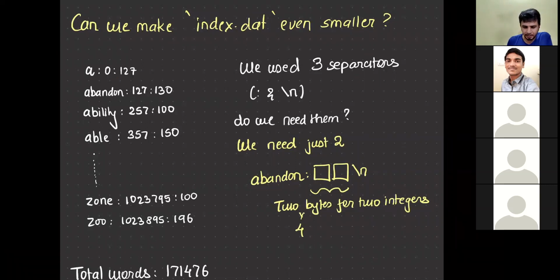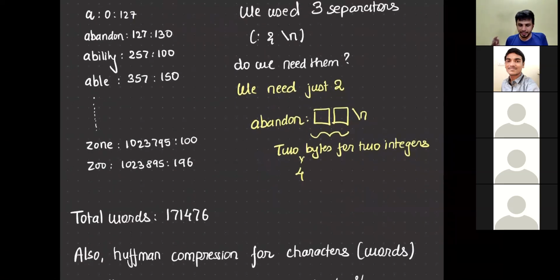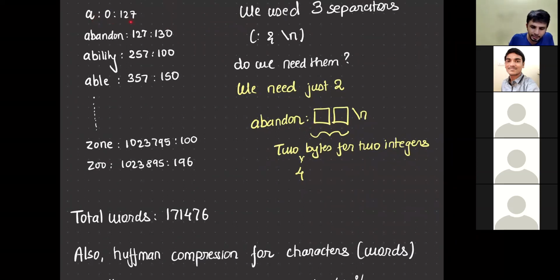We are using three separators: a colon, two colons, and one newline. But do we really need that? You can have something like this. We use two colons here, with two integers. But since integers are fixed at 4 bytes and 4 bytes, I can just get rid of one of the separators. I can just have the word and one separator.